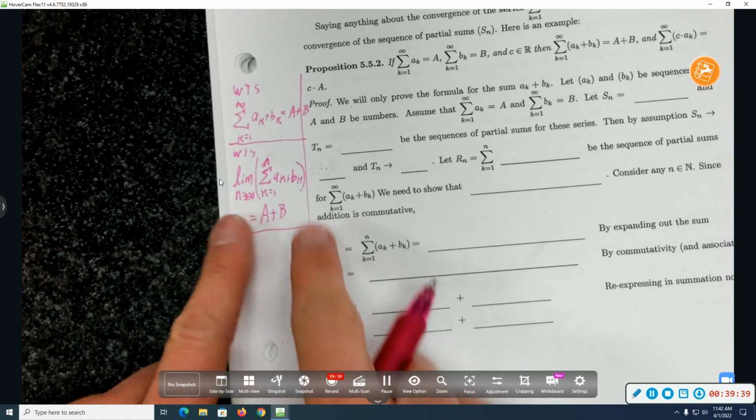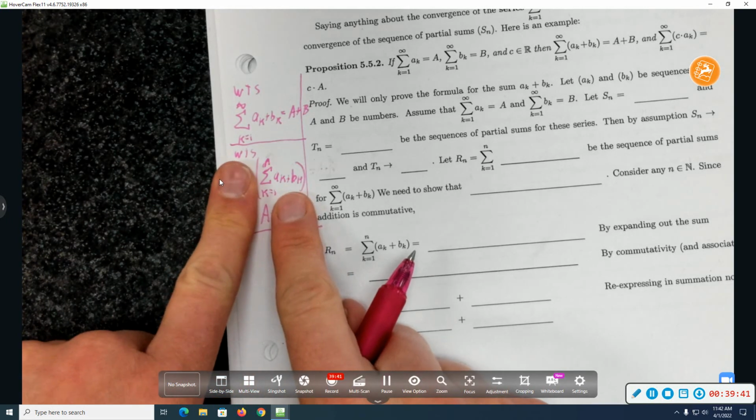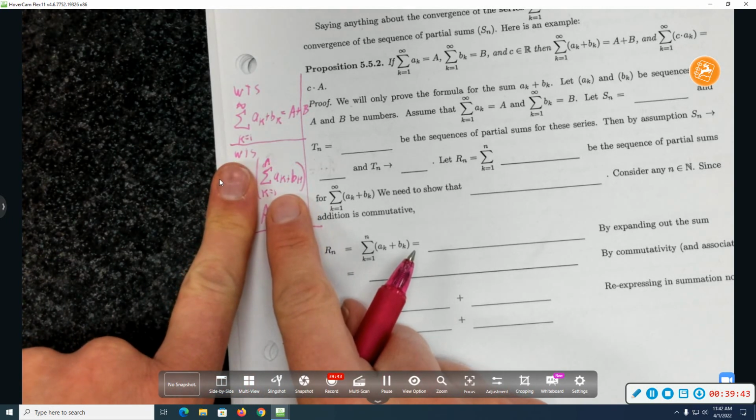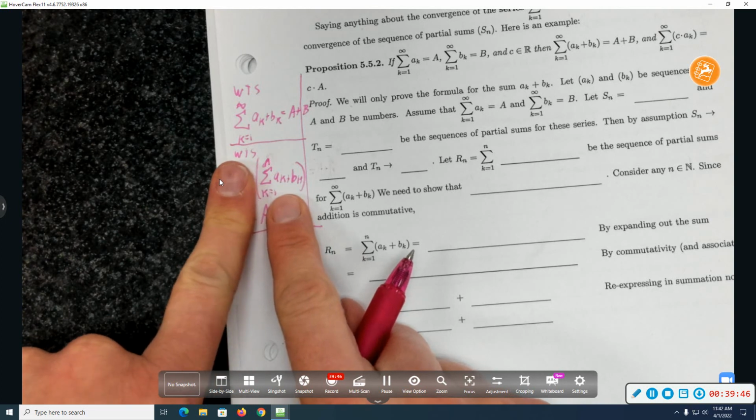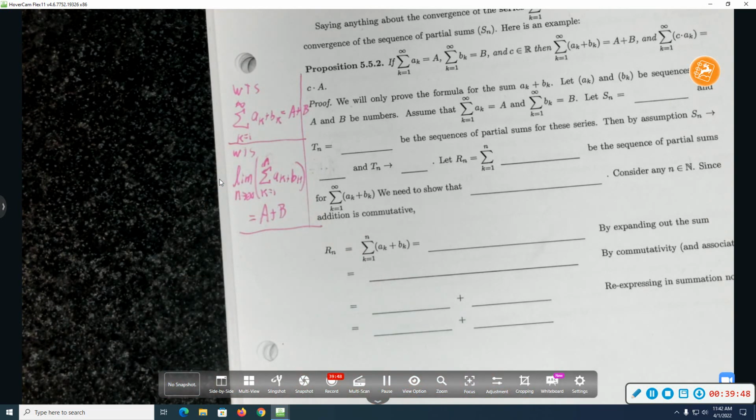Nice. Is addition of finitely many things commutative? Yes. So instead of adding a_1 plus b_1, a_2 plus b_2, a_3 plus b_3, a_4 plus b_4, I could add up all the a's, then add up all the b's. Can't do that with a series directly because I don't know if adding up infinitely many things commutes, but I do know that adding up finitely many things commutes.